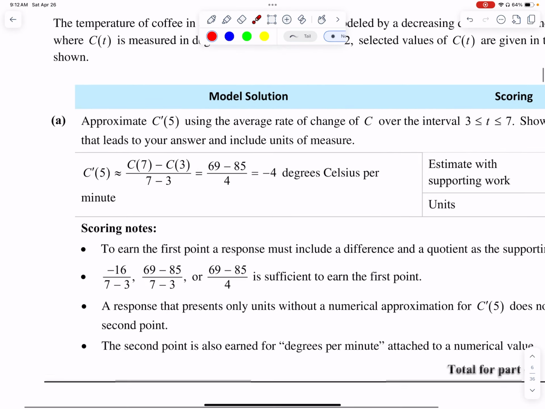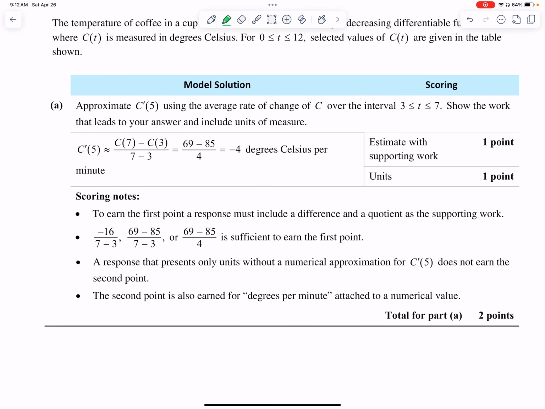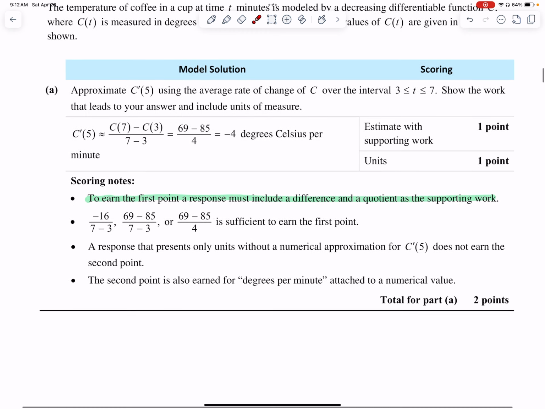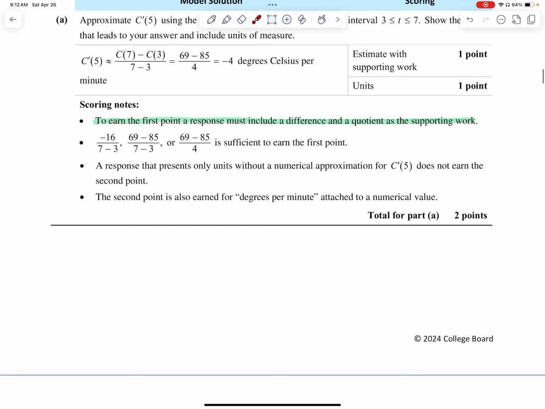Degrees Celsius per minute. All right, let's look at their scoring notes because sometimes they reveal some important information. So on the first one, I think this one's probably highlightable. To earn the first point, a response must include a difference quotient or a difference and a quotient as the supporting work. In other words, if you just had that -4, like I said, no first point. And another thing I would say, maybe this one: a response that represents only units without a numerical approximation does not earn the second point. Okay, all right. Let's look at part B.